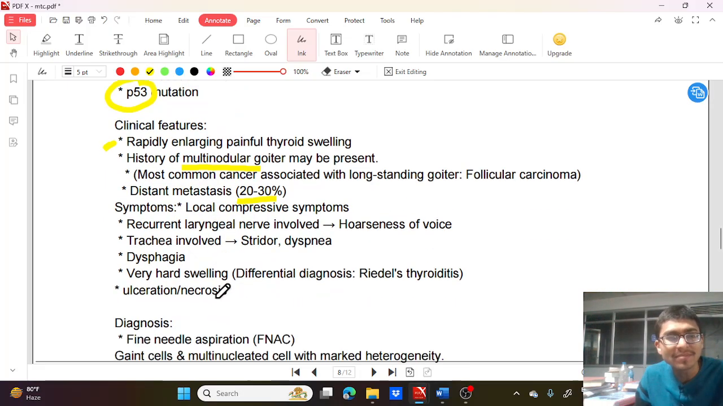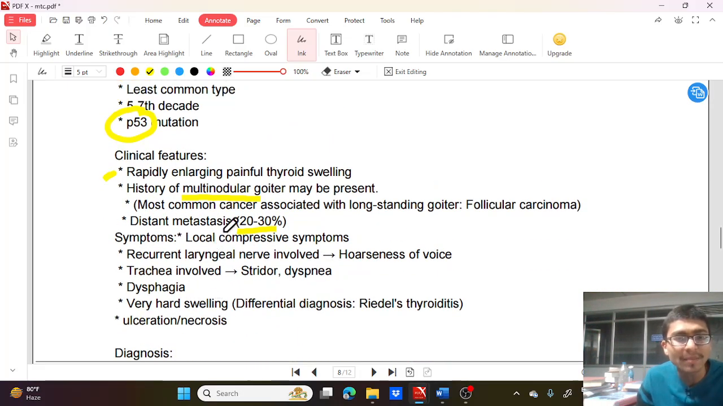Then what are the symptoms? There could be local compressive symptoms causing hoarseness of voice due to involvement of the RLN, that is the recurrent laryngeal nerve. The voice will be affected. When there is compression on the trachea, there will be difficulty in breathing, dyspnea, and abnormal sound production during breathing, that is stridor. So these will be the signs and symptoms when there is tracheal involvement. Then if the esophagus is involved, it will cause dysphagia.